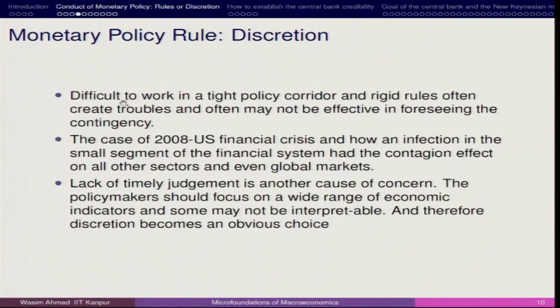Then, in the case of monetary policy rules, when we talk about discretion, why is it so important? If you are going by this particular type of policy and you have the constant money growth scenario, then you will be working in a very tight environment, and that tight environment or rigid rules may not be enough to tackle contingencies, and as a result your economy may fall into a recessionary trap. That is what happened in the 2008 US financial crisis, where it was found that a small segment of the financial system had a strong contagion effect on other sectors. Lack of timely judgment also matters, in how we are addressing the situation.